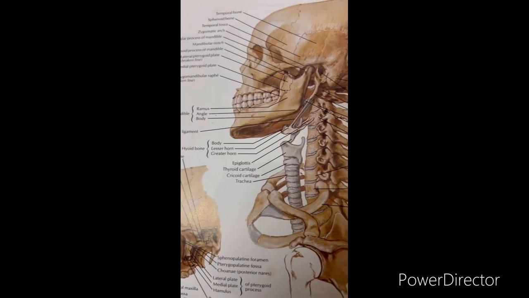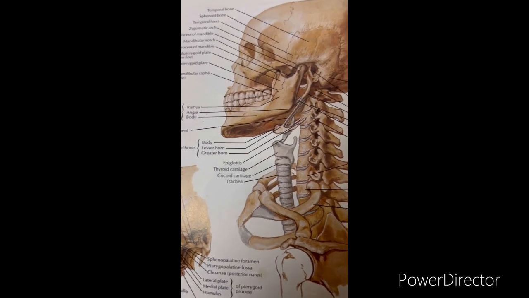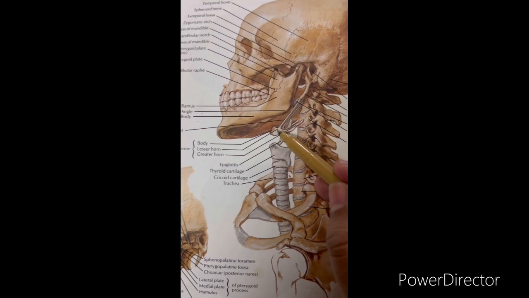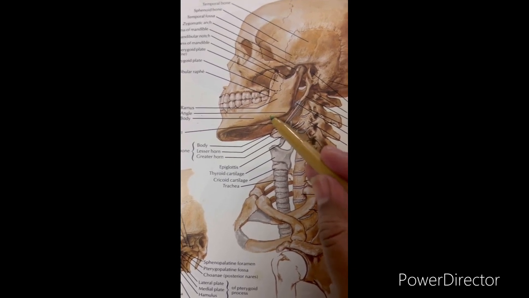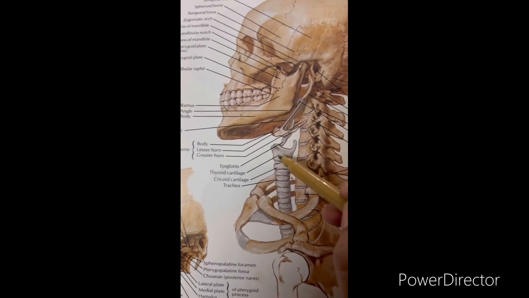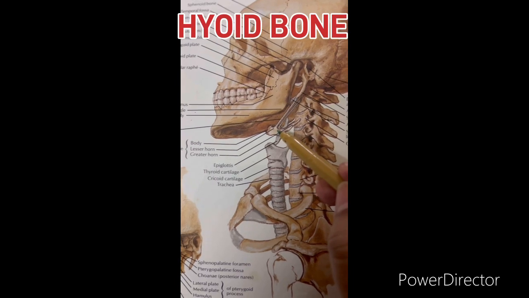Hello, today our topic of discussion is the hyoid bone. As you can see from this diagram, the hyoid bone is situated in the anterior part of the neck below the mandible, or we can say between the chin and the thyroid cartilage. It's a U-shaped bone, a small but significant bone.